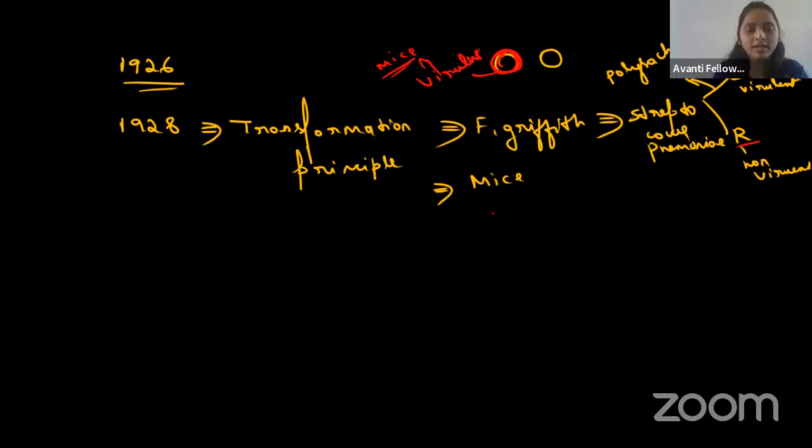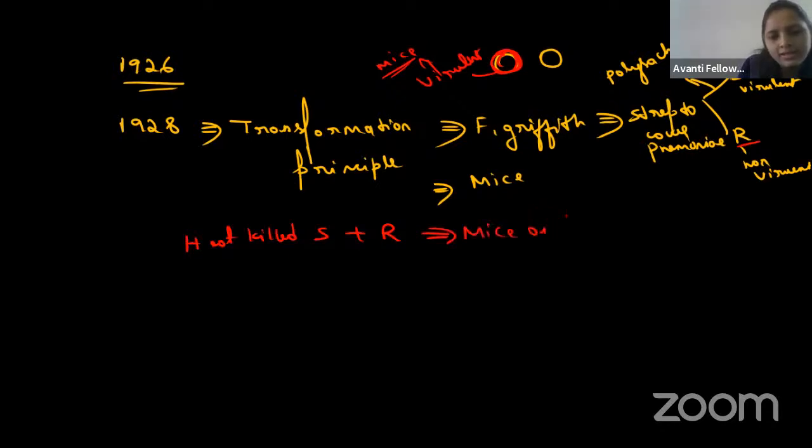So then he came to know what happened. Heat-killed S strain plus R strain he took, and now the mice died, right, guys? The S strain was heat killed, so it is not having anything, right? The bacteria was dead, but the R strain is living. So how did the R strain get converted into the S strain?